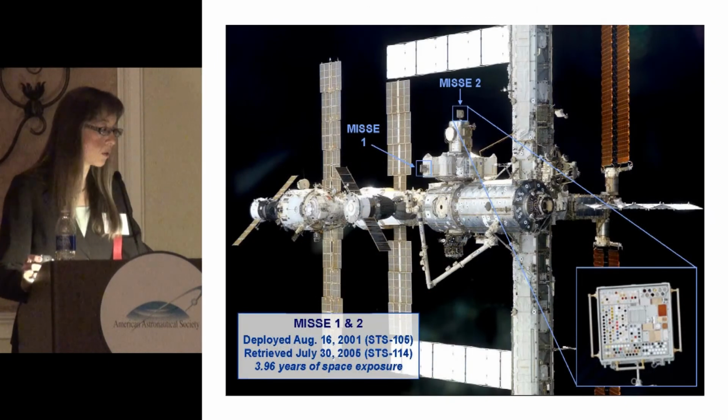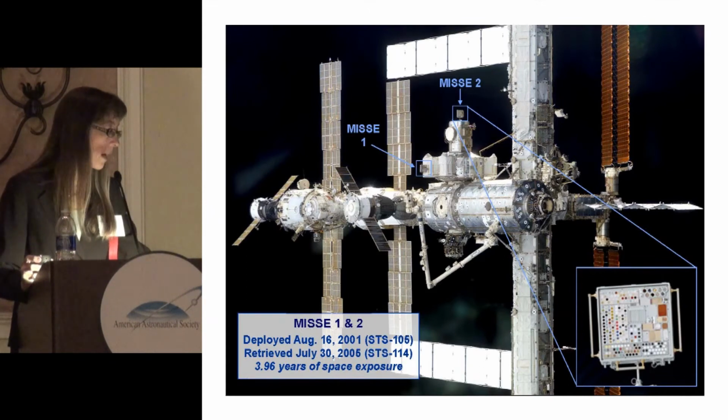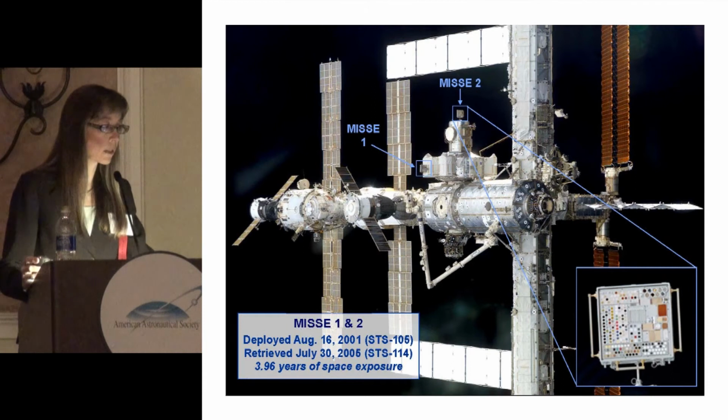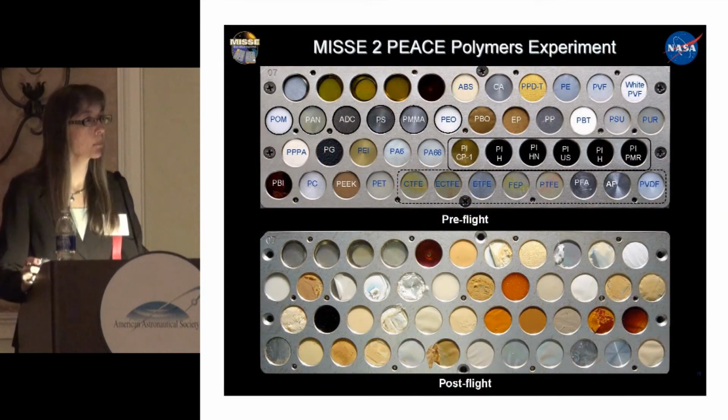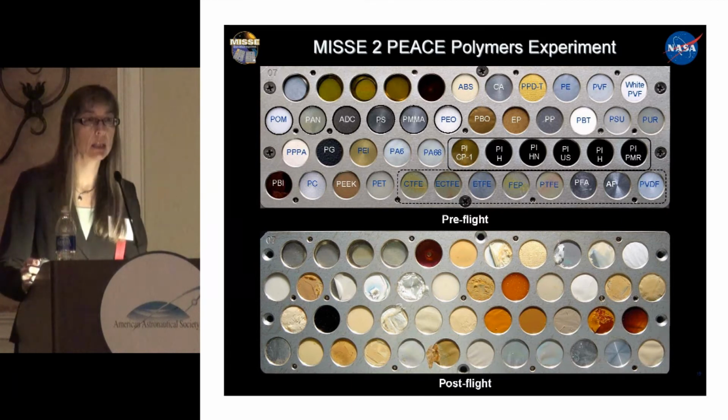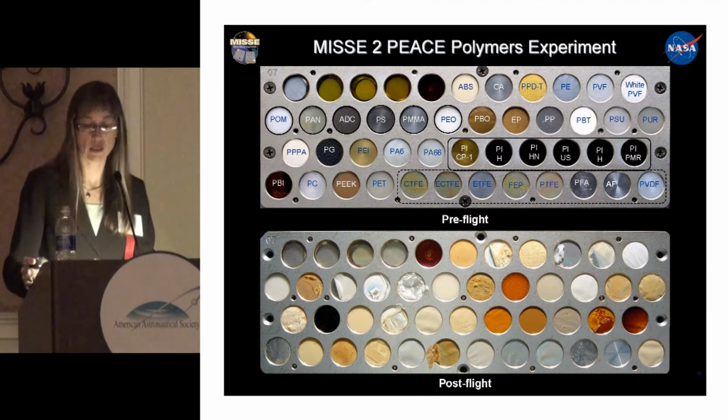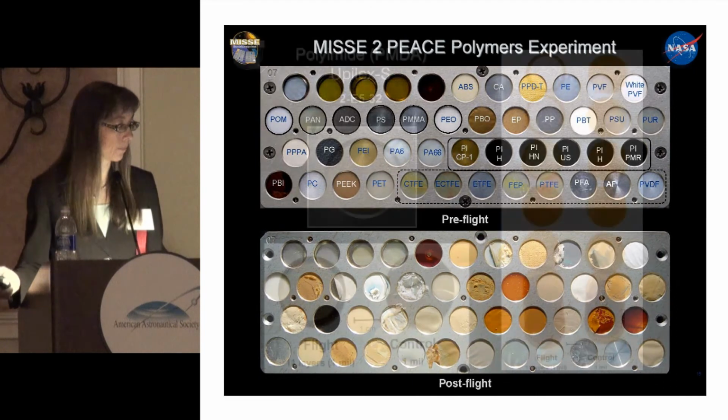So MISSE 1 and 2 were launched in August of 2001, and then were retrieved during the return to flight mission in July 2005, after nearly 4 years of space exposure. This chart shows our experiment tray before flight with the polymer abbreviations, and then after the 4-year space exposure on MISSE. As you can see, many of these polymers have been highly eroded by atomic oxygen.